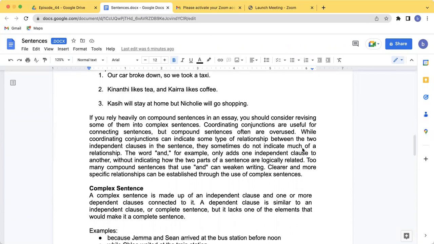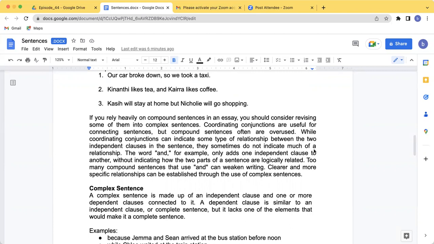If you rely heavily on compound sentences in an essay, you should consider revising some of them into complex sentences. Coordinating conjunctions are useful for connecting sentences, but compound sentences often are overused. While coordinating conjunctions can indicate some type of relationship between the two independent clauses in a sentence, they sometimes do not indicate much of a relationship.